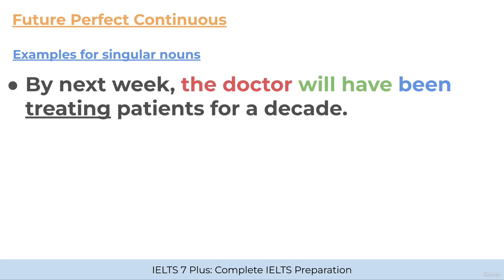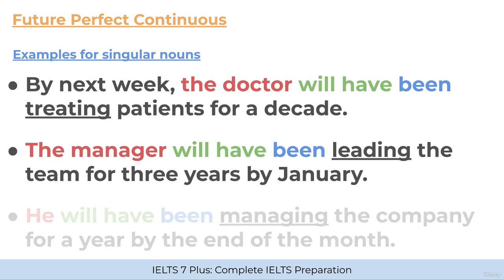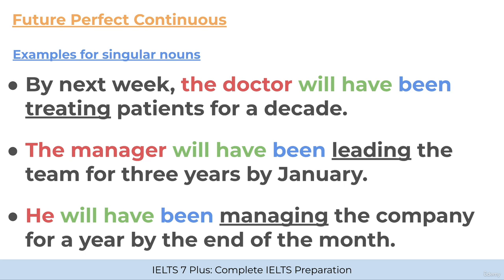Okay, singular nouns, you could say, by next week. The doctor will have been treating patients for a decade. So 10 years in the job. The manager will have been leading the team for 3 years by January. He will have been managing the company for a year by the end of the month. So this is a good tense to talk about sort of achievements, big things coming up, anniversaries perhaps, dates in the calendar.